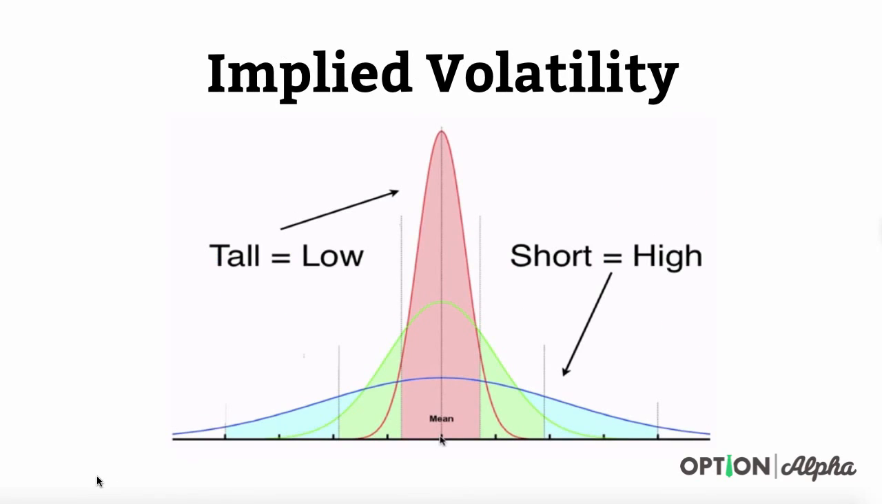Now, this drives us to our next topic, which is implied volatility. Implied volatility is basically an expectation of where the stock might move in the future.